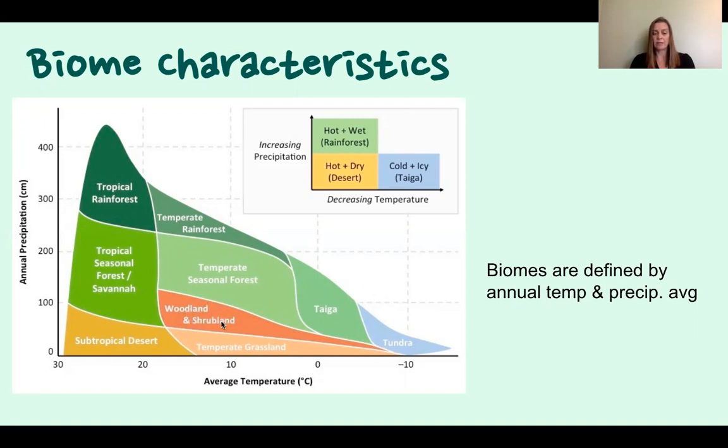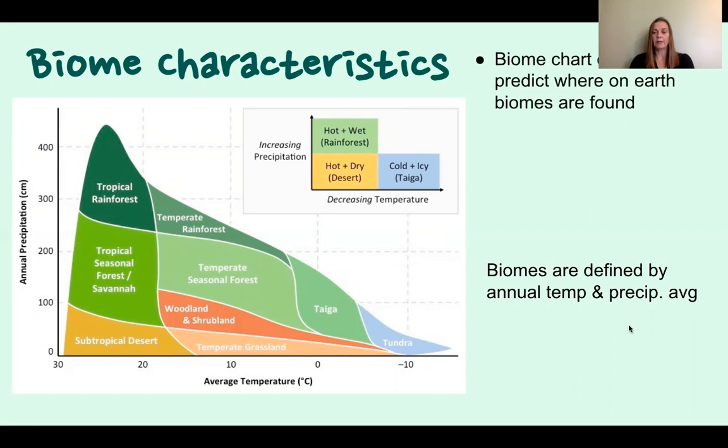With less rain, you tend to have woodlands and shrublands. Shrublands are also called chaparral or Mediterranean climates. And with very little rain, we have temperate grassland. And down here in the low temperature and moderate rain area, we have taiga. Taiga tends to be pretty low rainfall, but certainly more than tundra.